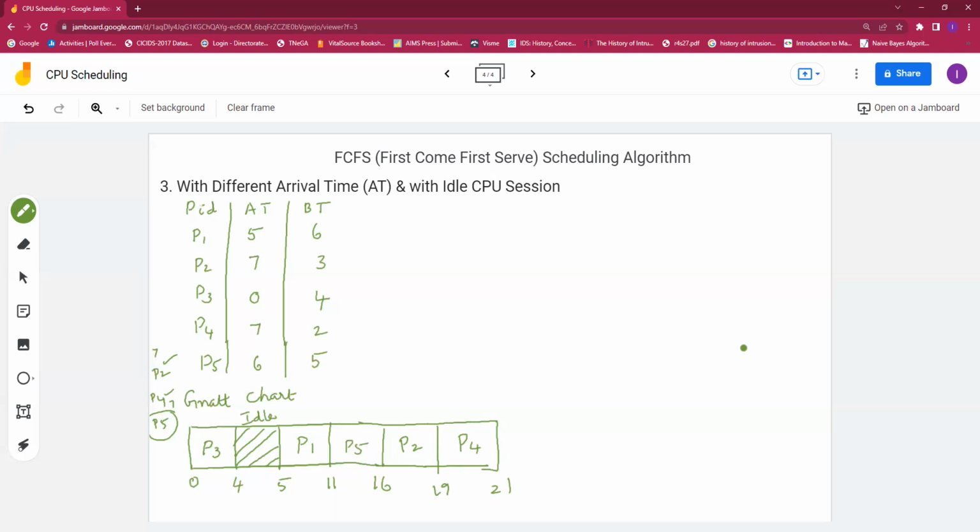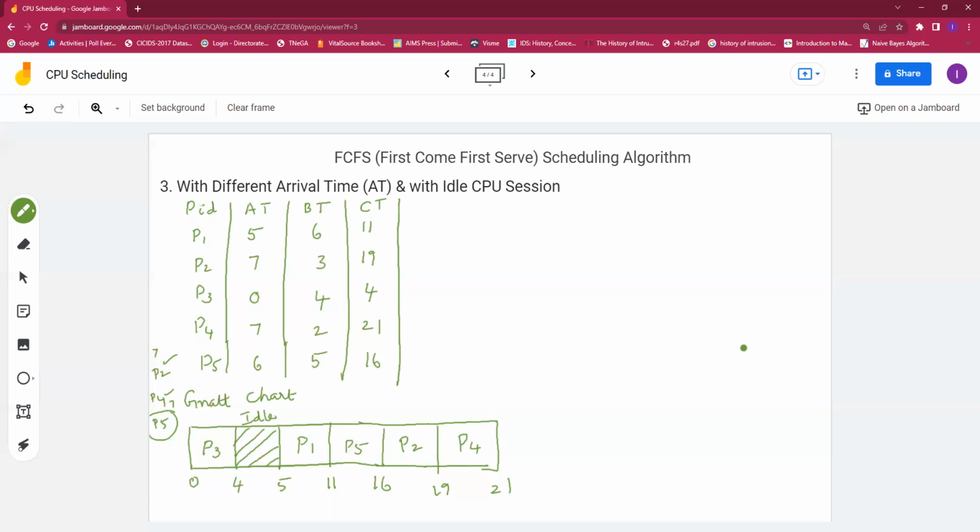Once the Gantt chart is over, as you know, you need to find out the completion time of each and every process. You can directly find it from this Gantt chart itself. Here you see your process P1 gets completed at the 11th millisecond, and your process P2 gets over at the 19th millisecond, and then your process P3 gets completed at the 4th millisecond, and your process P4 completes at the 21st millisecond, and your process P5 gets completed at the 16th millisecond. So your completion time is over.